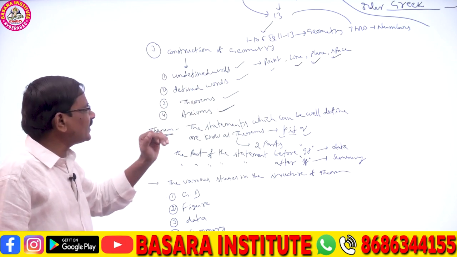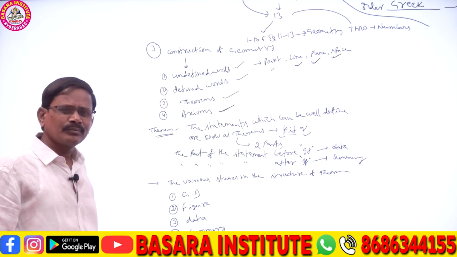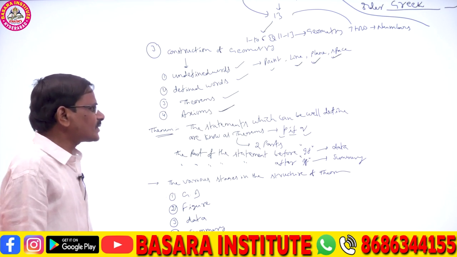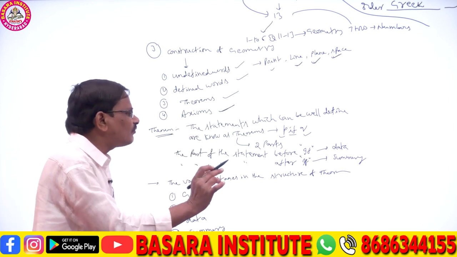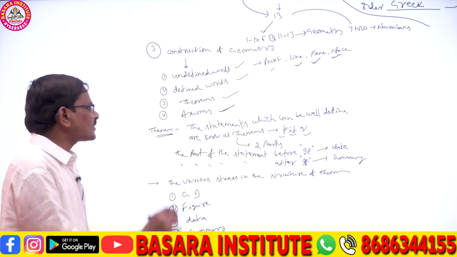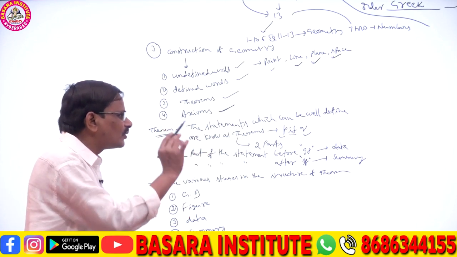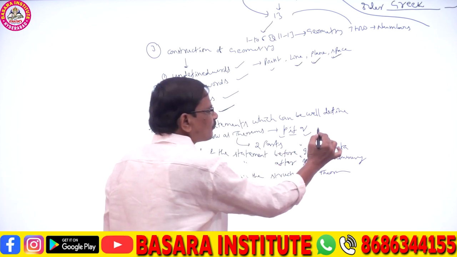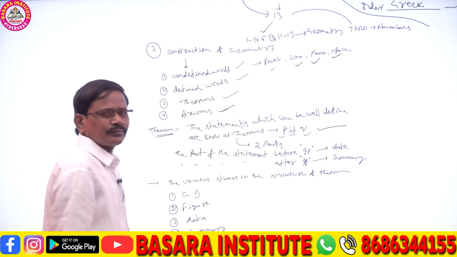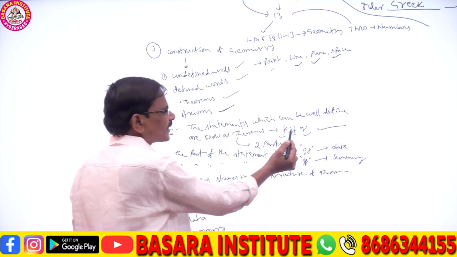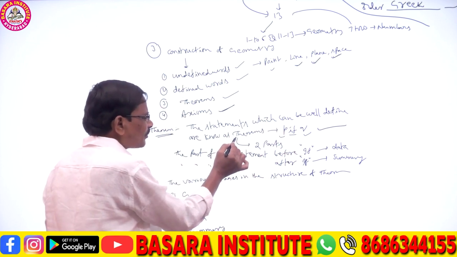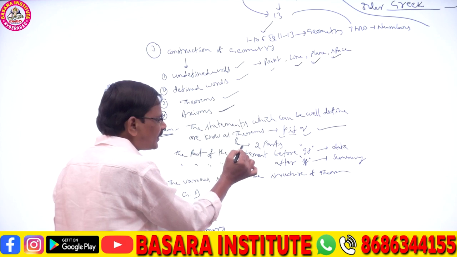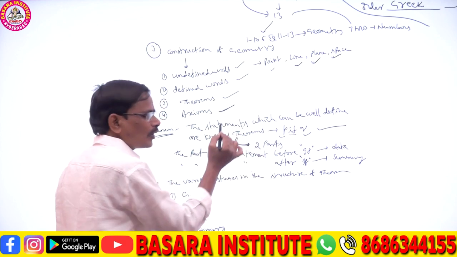Now the third one, theorem. So what is meant by theorem? Theorem means the statements which can be well defined are known as theorems. Actually, every theorem is of the form P if Q. So first part P, second part Q. Every theorem has two parts.